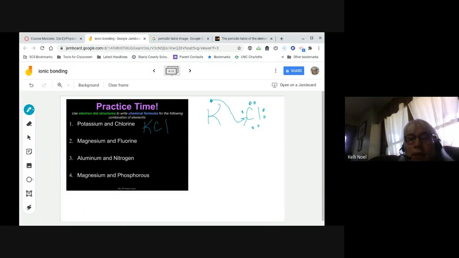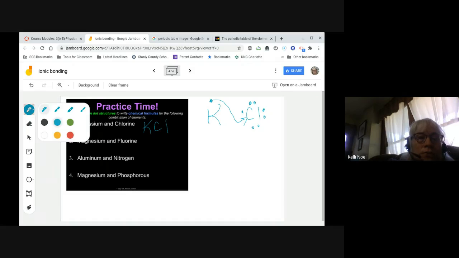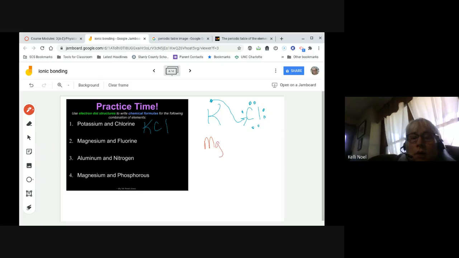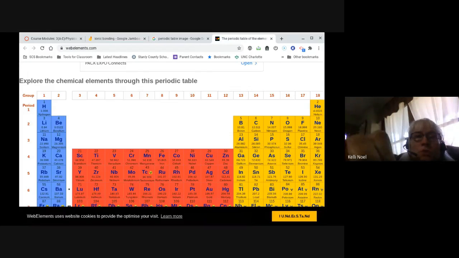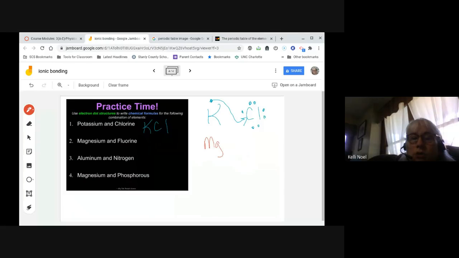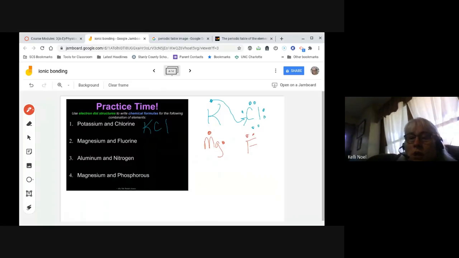All right, magnesium. Let me do a different color for each one. Magnesium is Mg. And if I flip back over here real quick to make sure it's in group 2, so I know it has 2 dots. Fluorine, I believe, is with chlorine, but I will double check. Yep, it's 7. So if you notice with fluorine and magnesium, I'm going to have to add another magnesium.